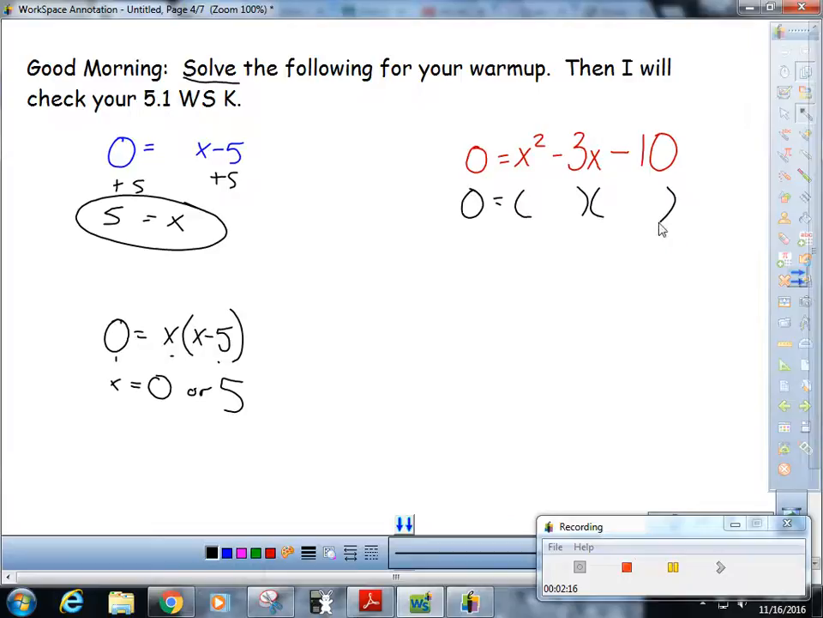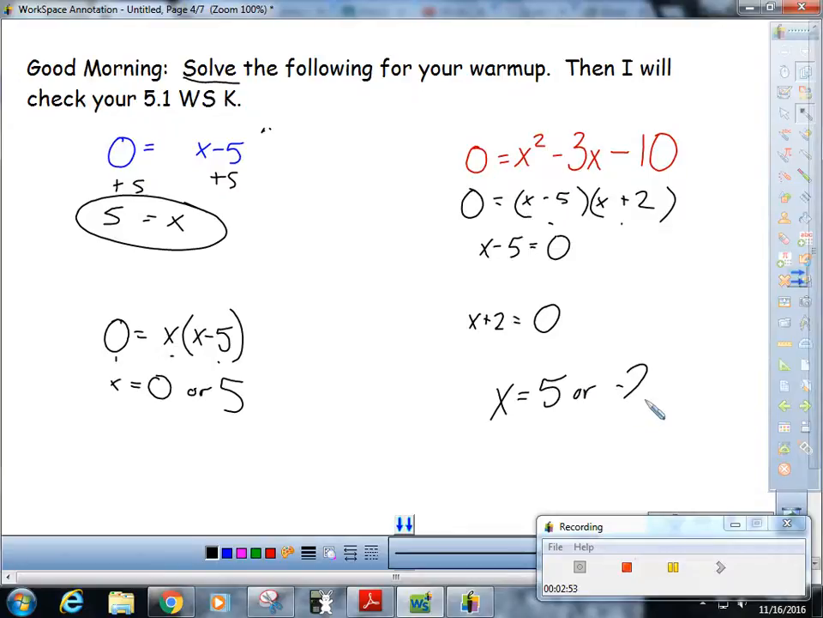Looking for two numbers that multiply to be negative 10 and add to be negative 3. What are those two numbers? Negative 5 and positive 2. So once you get it to this step, you got two things that multiply by each other and give you 0. So that means one of those things is 0, or the other one of those things is 0. So now we're right back to this one. So what does x equal? 5 or what? Negative 2. Okay? So far so good?